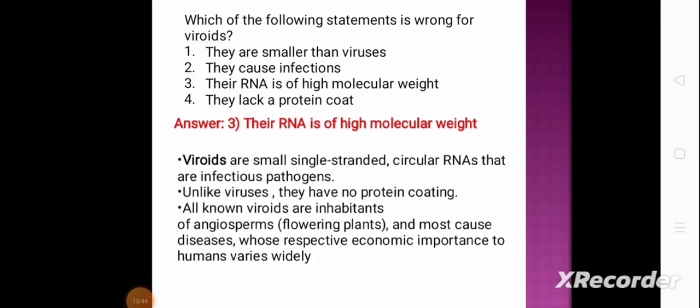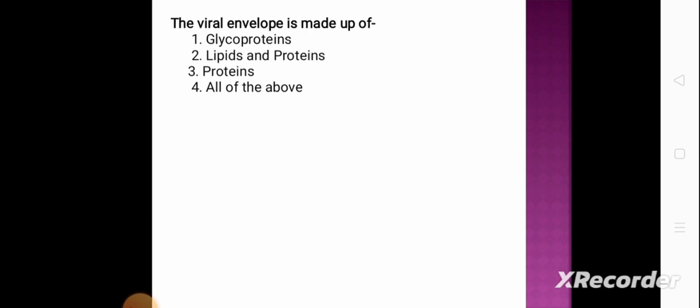So viroids are small single-stranded circular RNA that are infectious pathogens. Unlike viruses, they have no protein coating. All known viroids are inhabitants of angiosperms, that is flowering plants, and most cause disease whose respective economic importance to humans varies widely. Next question.